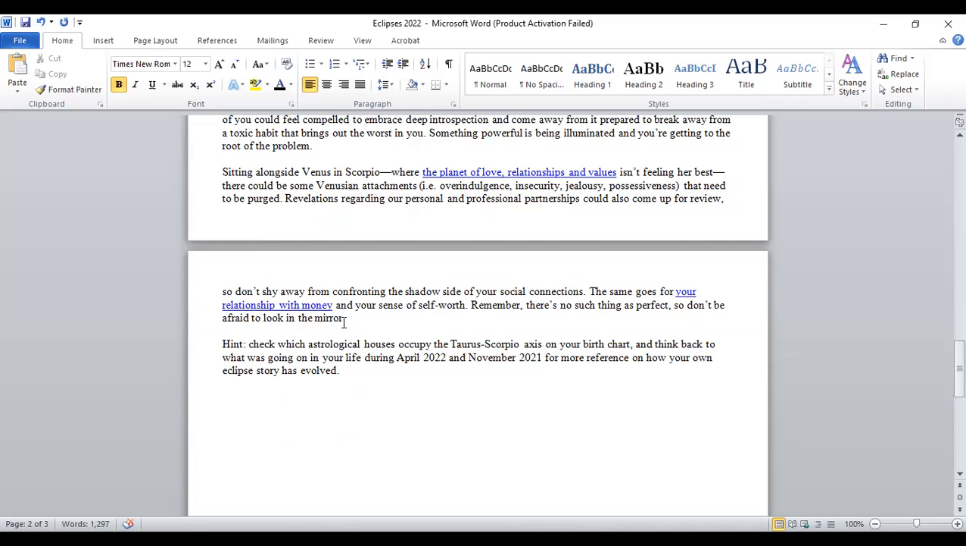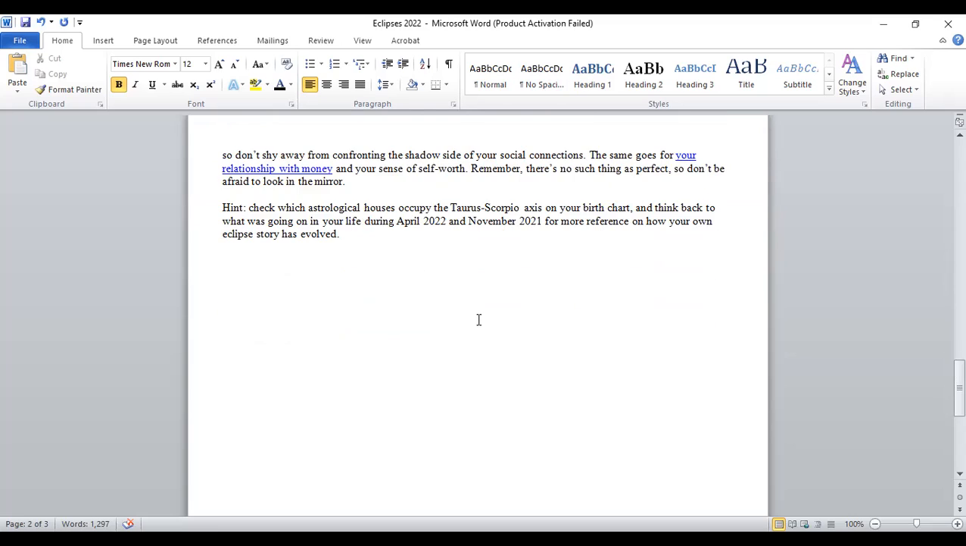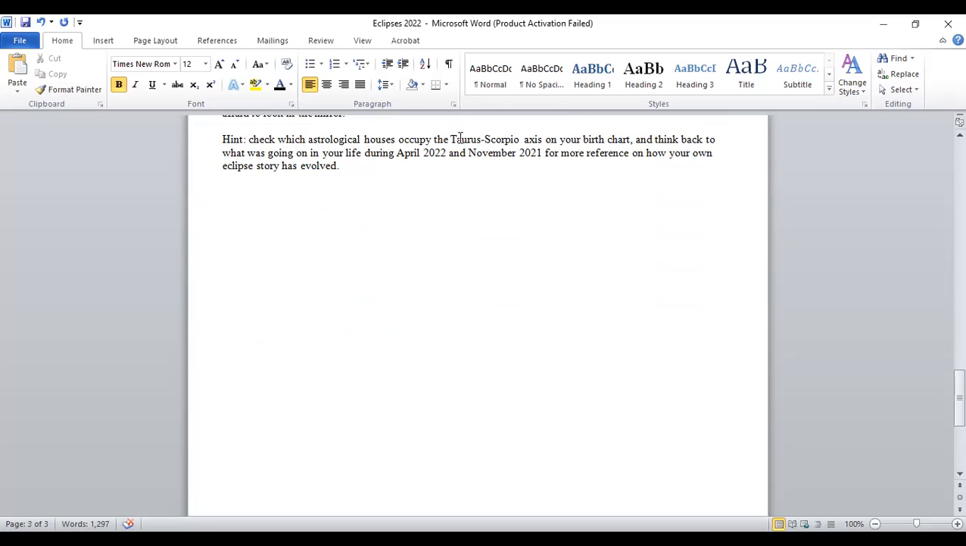And again, it goes through the relationship with money and your self-worth. Okay, one more thing. We're going to make sure that you check the axis of the Taurus Scorpio in your birth chart and think back to what was going on in your life last April.